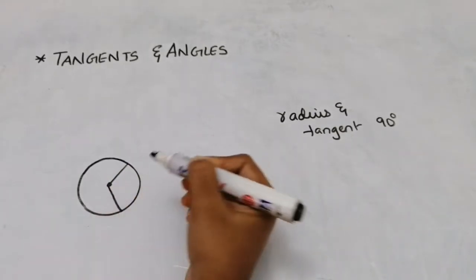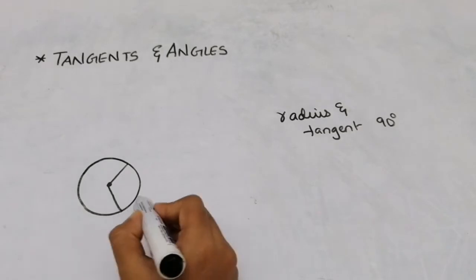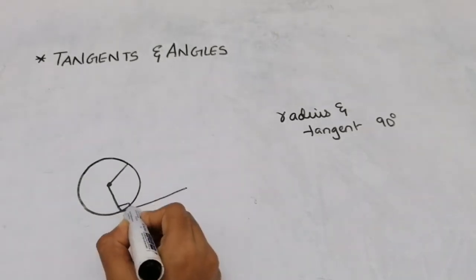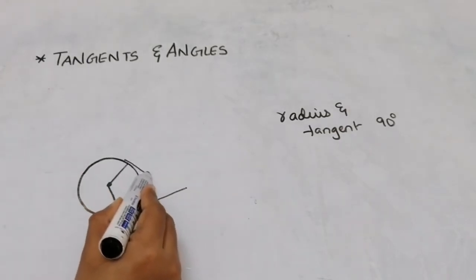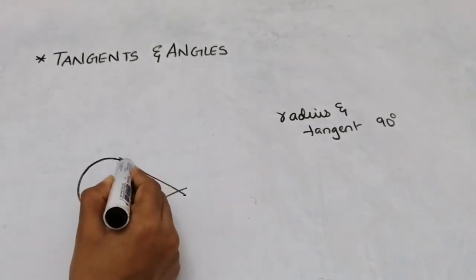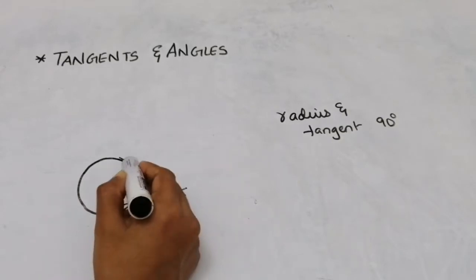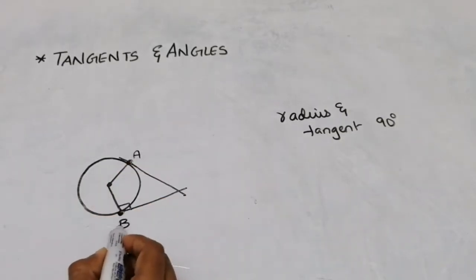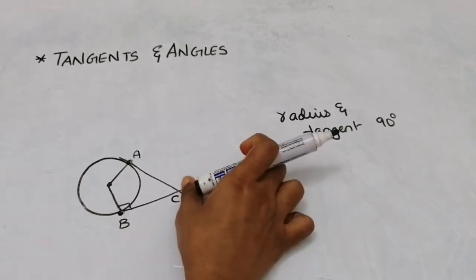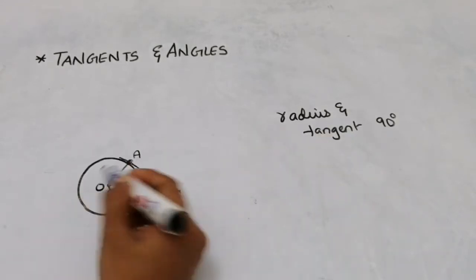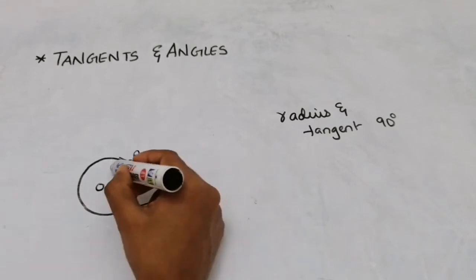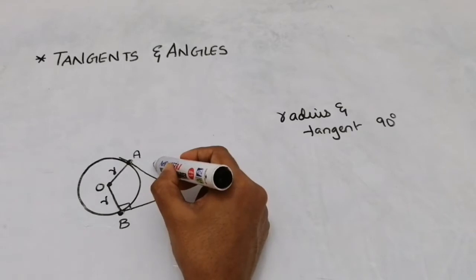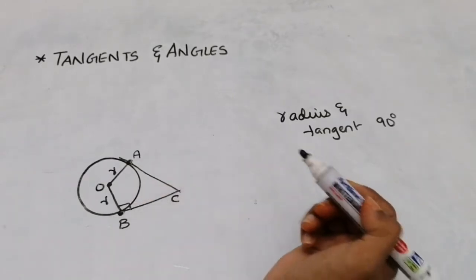Okay, so here this is the center of the circle, and here is one radius and here is another radius. And if you draw a tangent here like this, and a tangent here like this, touching at this point and this point, let it be A and B, and this point be C. Then this is the center of the circle, and I can mark this point as R and this point also as R, and we know that AC and BC are tangents.